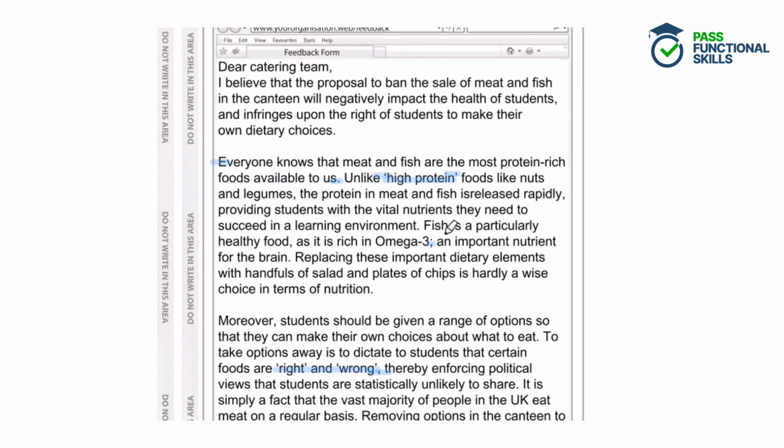Try to familiarise yourself with how to use a range of punctuation like question marks, exclamation marks, and things like apostrophes. But if you don't include those in your answers, then that's absolutely fine. Just make sure that your capital letters, full stops and commas are strong and correct throughout your answer.